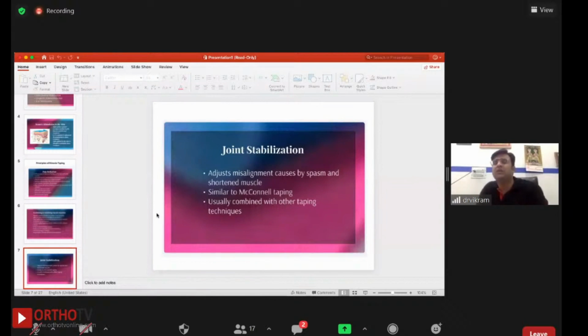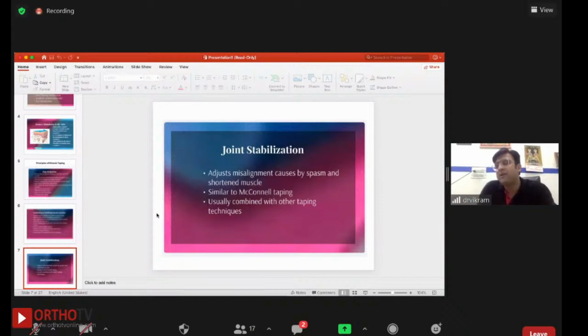How does joint stabilization work? For example, when there is an ankle sprain, we put tape on the fibular side to reduce the load on the ATFL. We also do it in the Mecanol also.